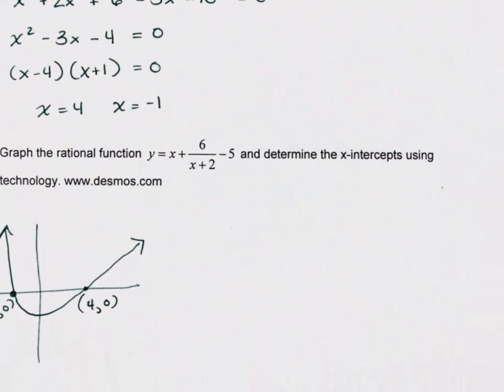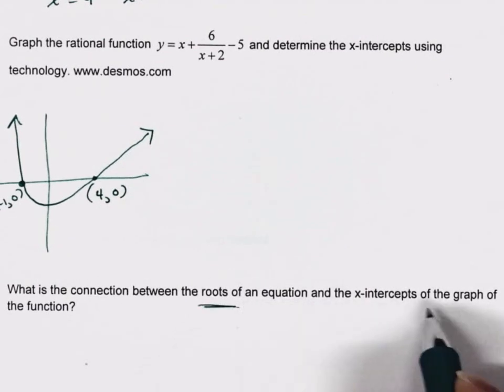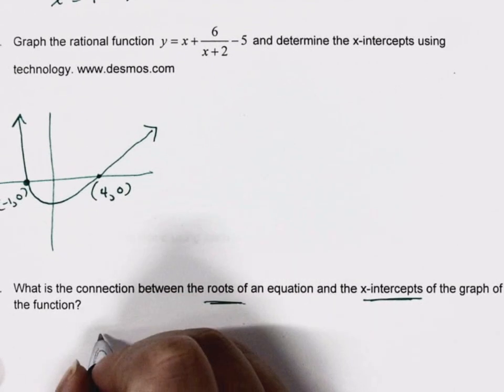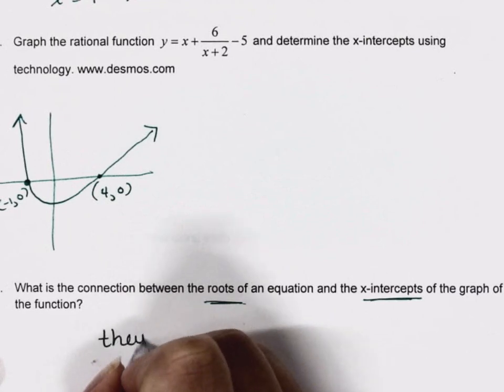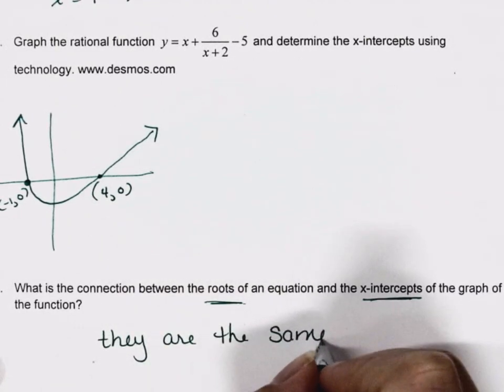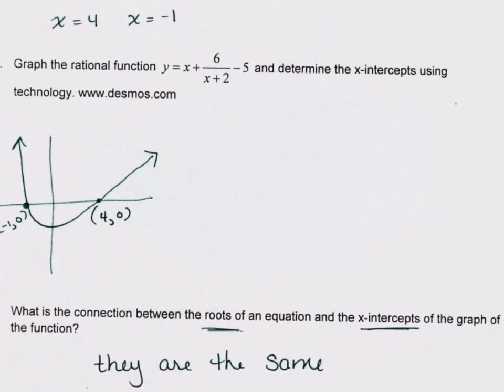Okay, so what do we know? What's the connection between the roots and the x-intercepts? You probably could have answered that question without graphing, right? We know that they are the same. So all we've done is we've taken the algebraic solution in A and we've attached it to the visual in B. So we're taking algebra and we're putting it on a pretty picture.